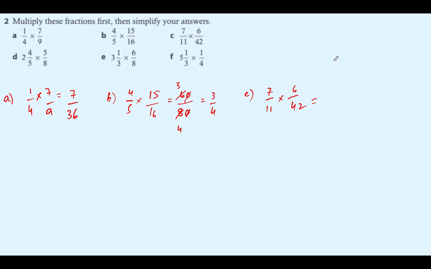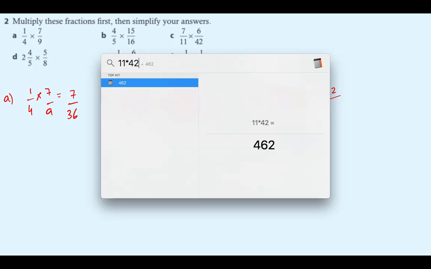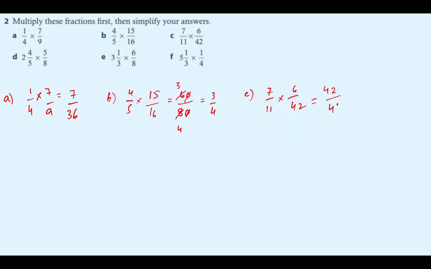So 7 times 6 is 42, and 11 times 42 is 462, and when we simplify them, both can be simplified by times table of 2. 2 times 21 and 2 times 231, and this can be simplified by times table of 3 because 2 plus 1 is 3 and 2 plus 3 plus 1 is 6.